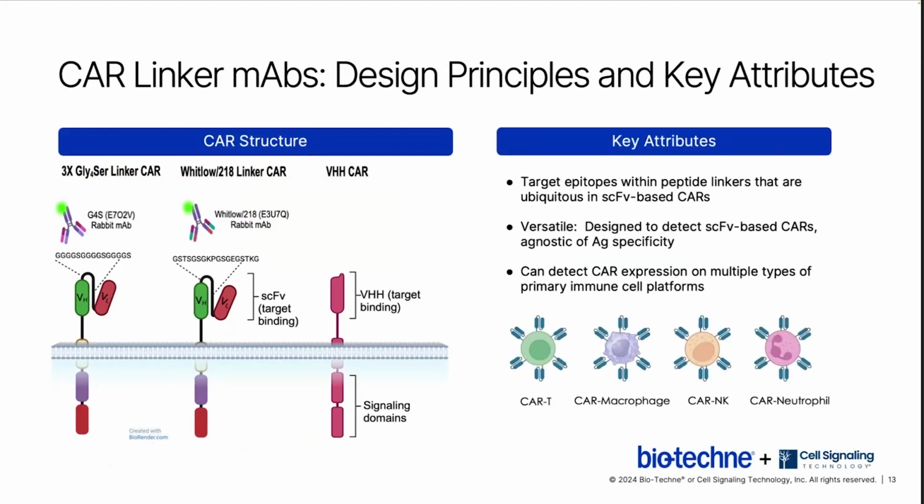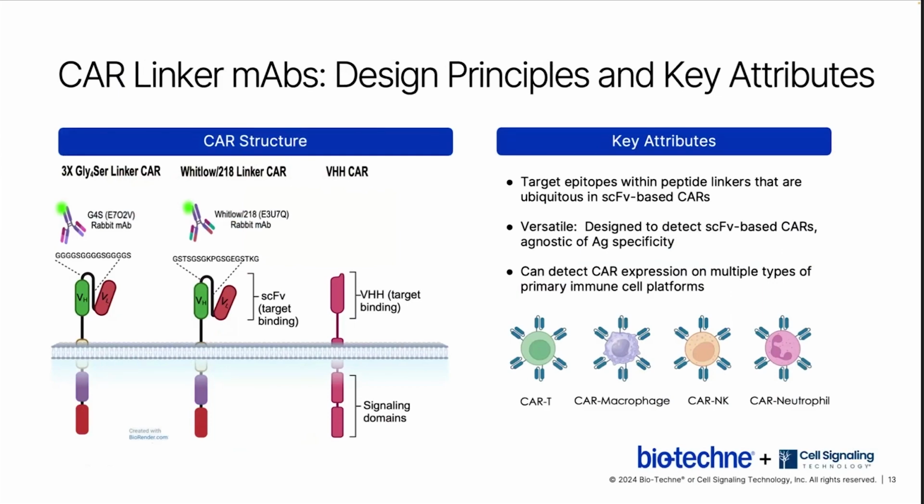Some key attributes of these clones are that they are versatile and indeed can detect a broad range of scFv-based CARs and are agnostic of scFv specificity, making them ideal tools to use in high-throughput flow cytometry screens of CAR expression, in which there are significant variations in structure outside of the linker sequence. So in a sense, these clones can be classified as a new class of universal detection reagents.